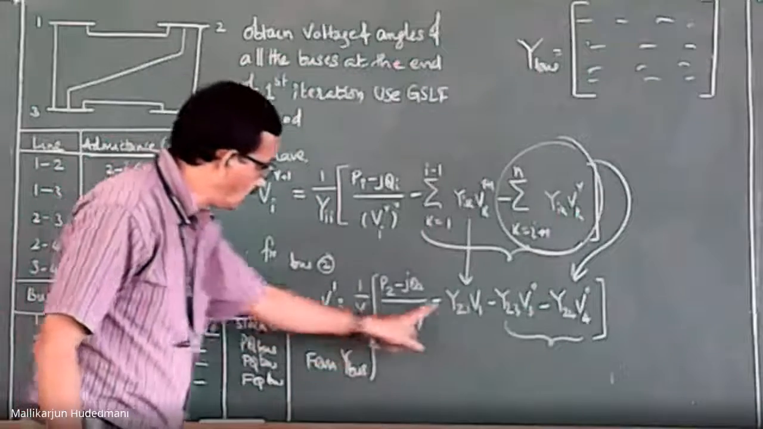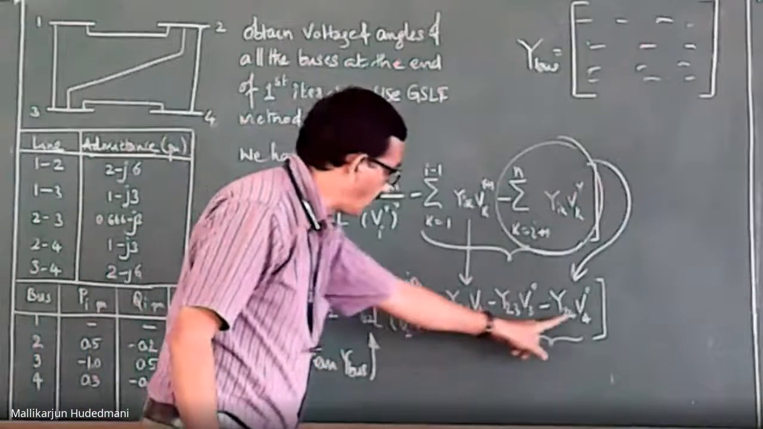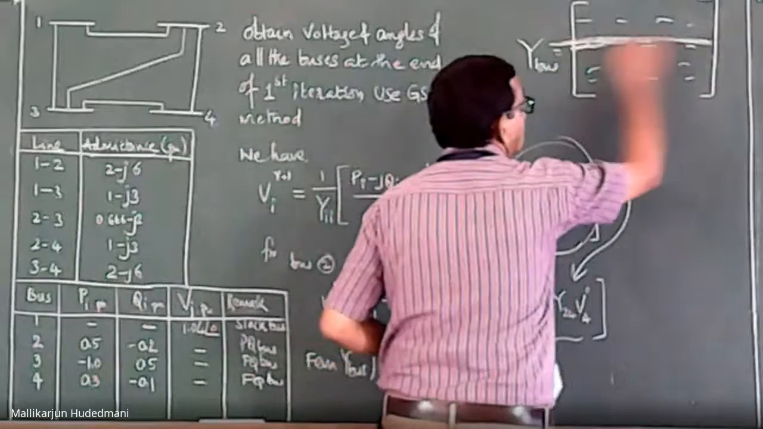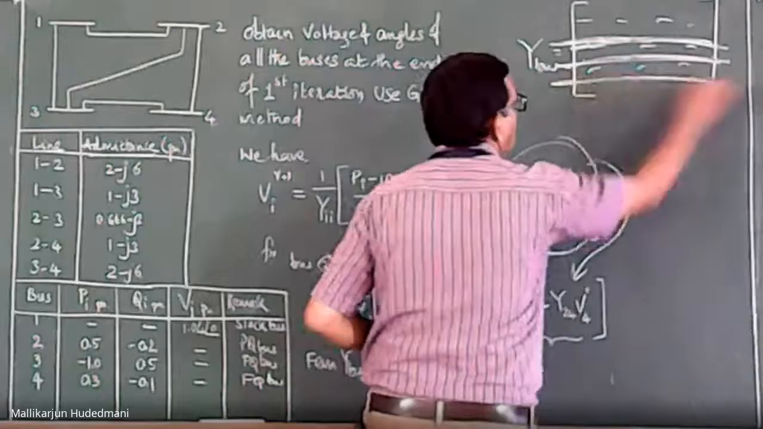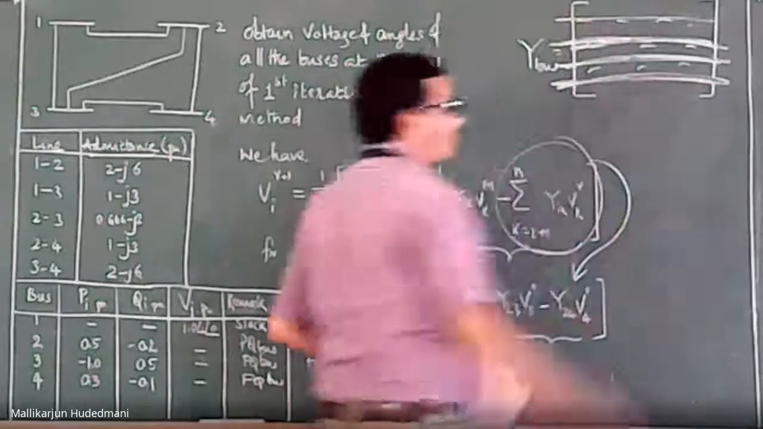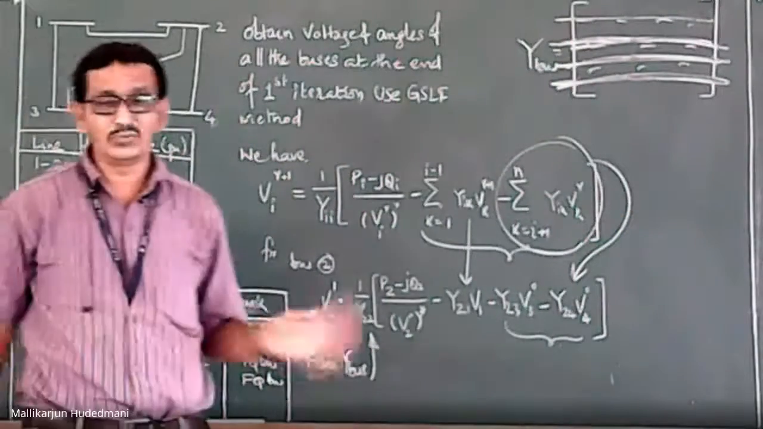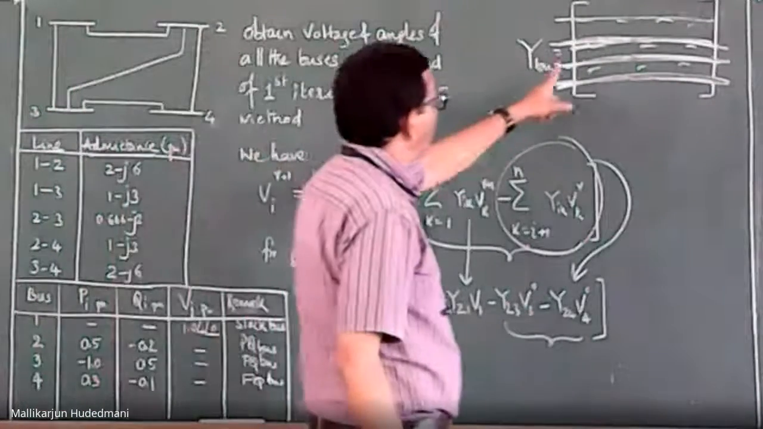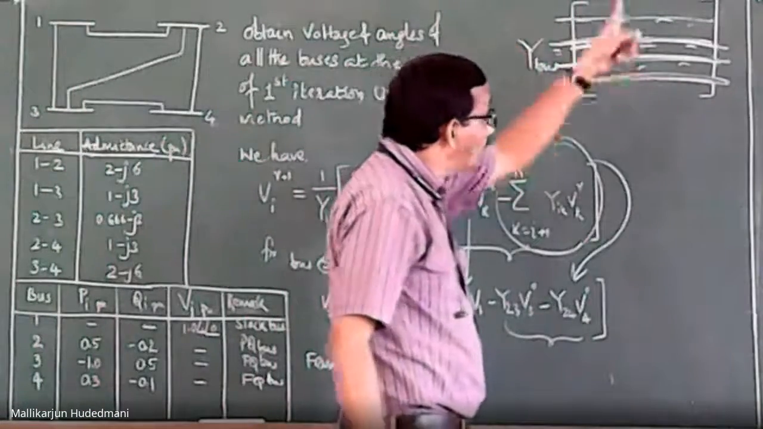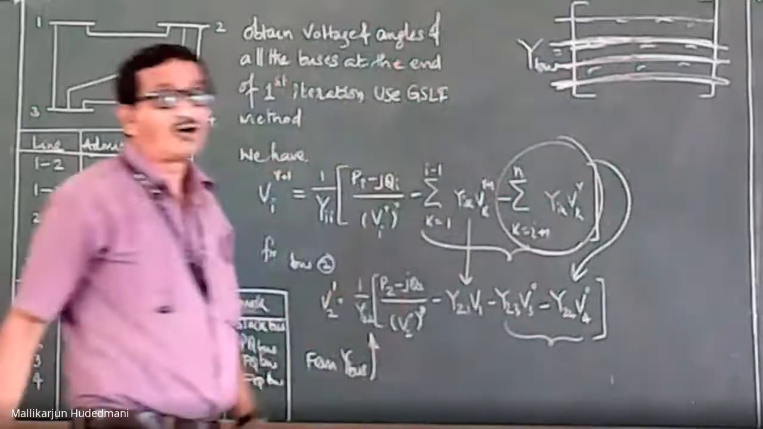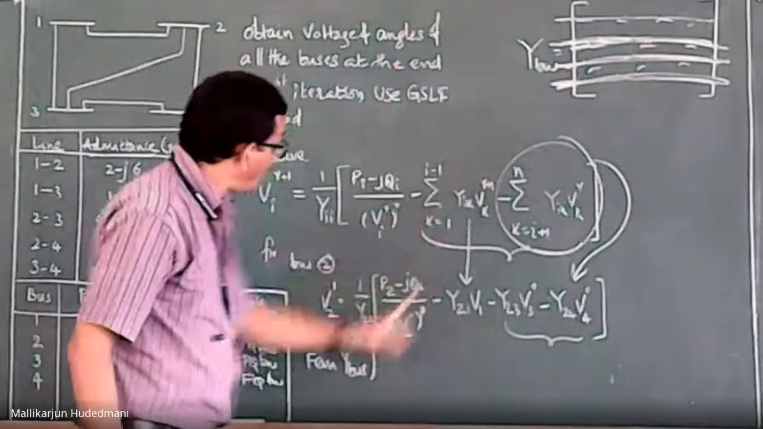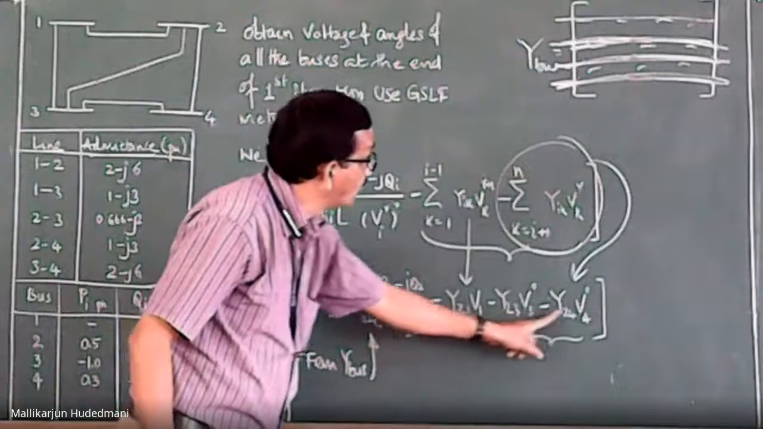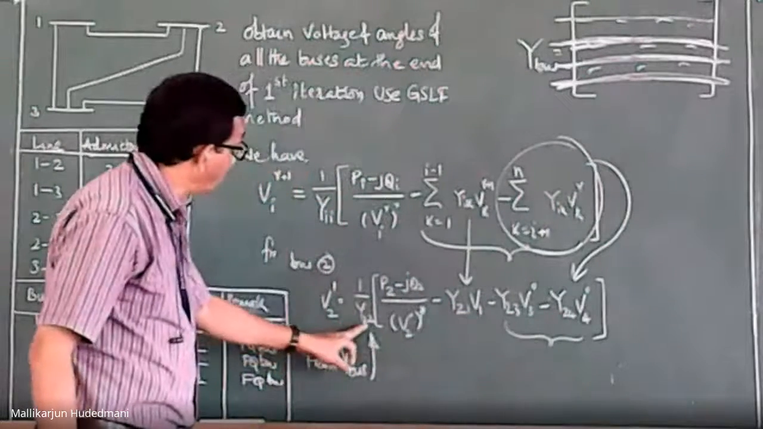So, Y22, Y21, Y23, Y24 are the second row elements. Third row for the third bus, fourth row for the fourth bus. The first row I don't want because it is slack bus related, so I will not be doing it. That's a reference bus. Therefore, this 4 cross 4 Y bus I must obtain. From them I will be filling these Y22, Y21, Y23, Y24.